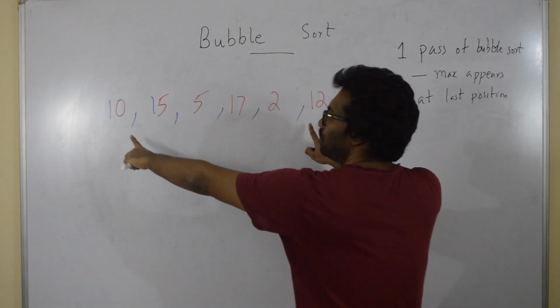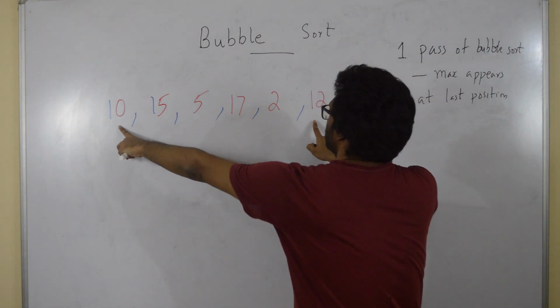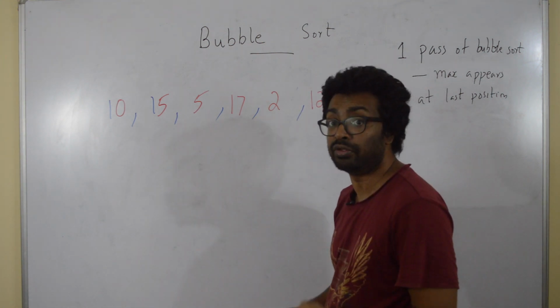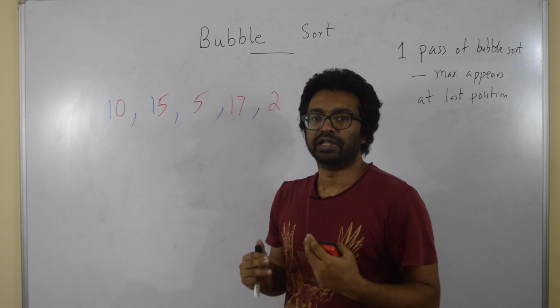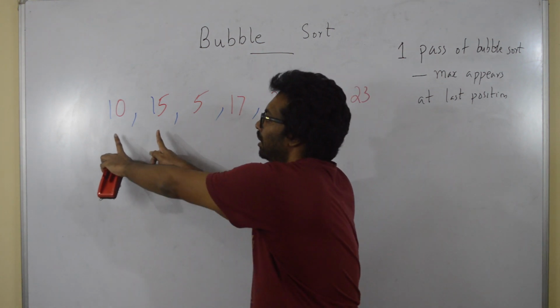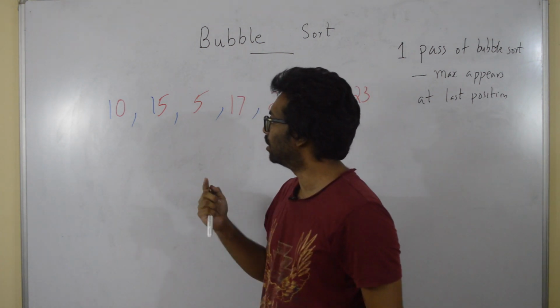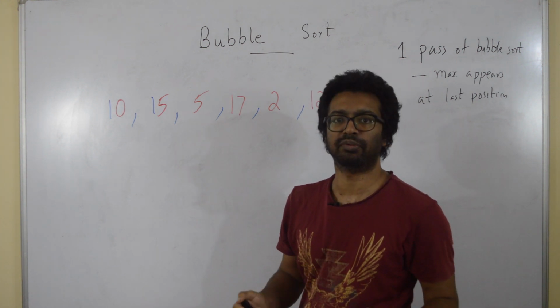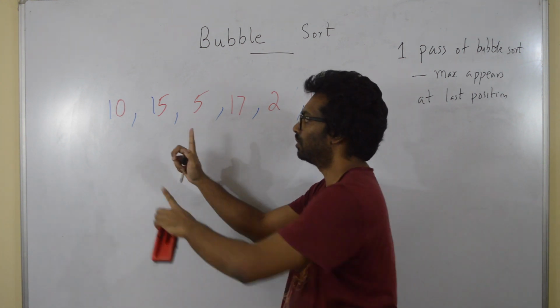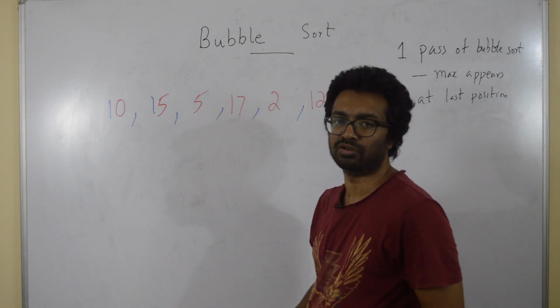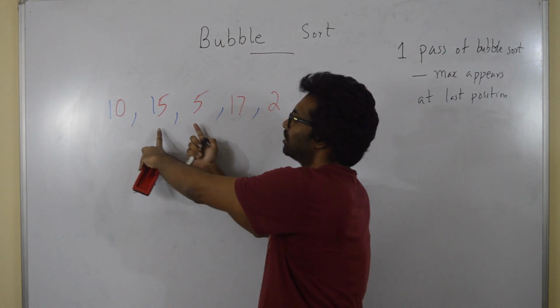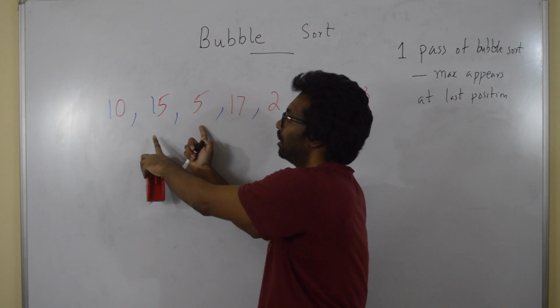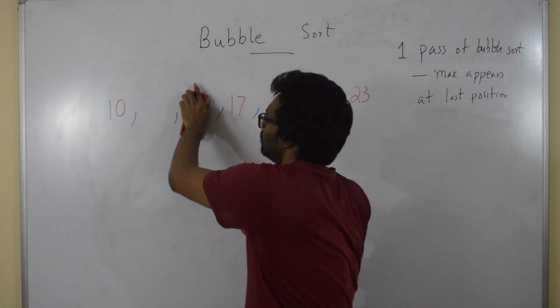We are going to do this pass only from here to here, and we follow the same procedure. In the next pass we again look at the first two numbers, and we swap if they are not in order, and we don't swap if they are in order. So 10, 15, are they in order? They are in order, so no need to swap. Next we go to 15, 5, are they in order? No, they are not in order, so we swap.